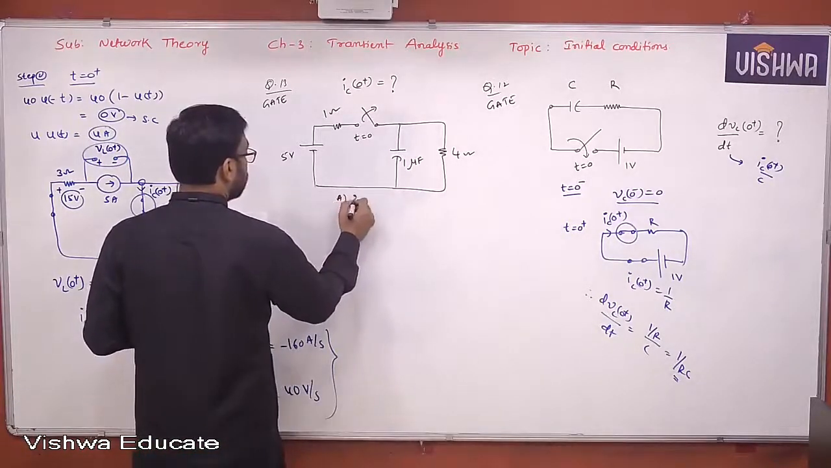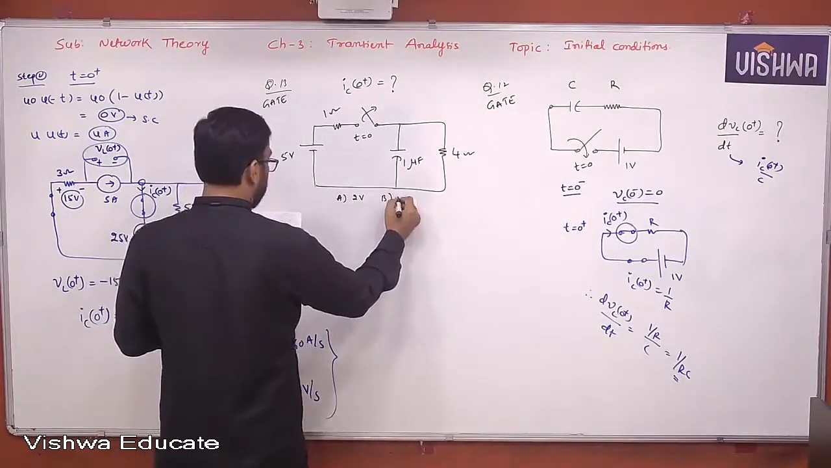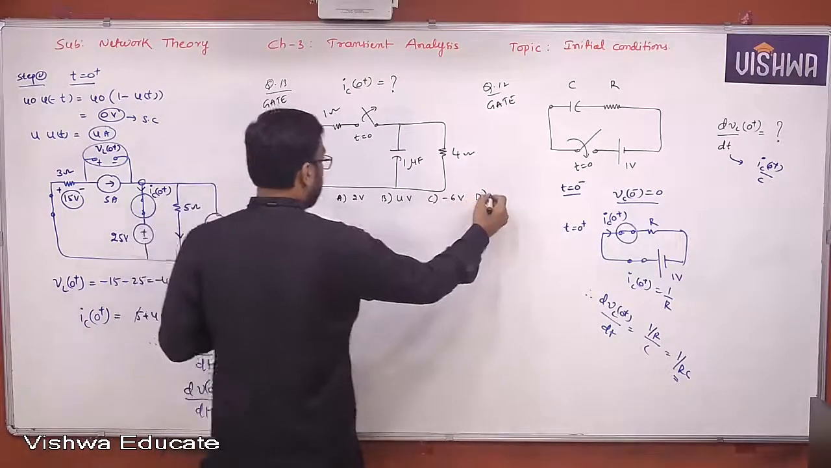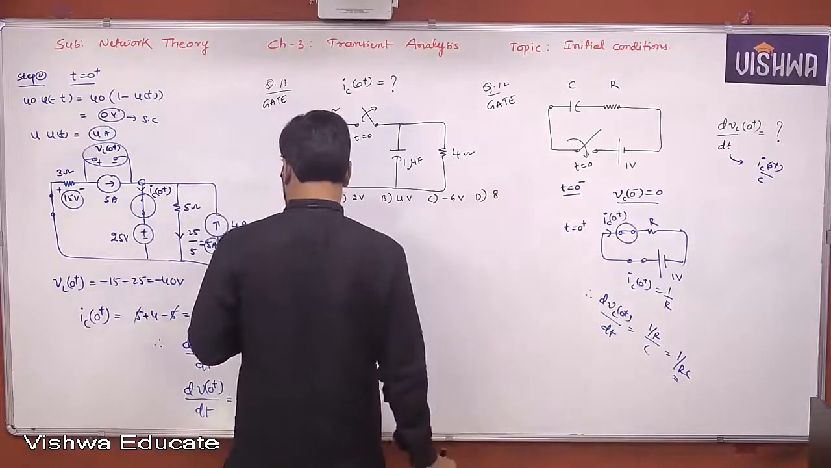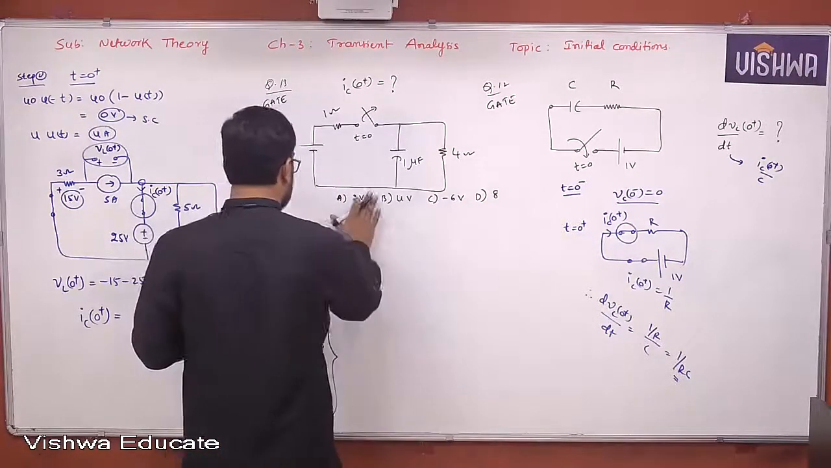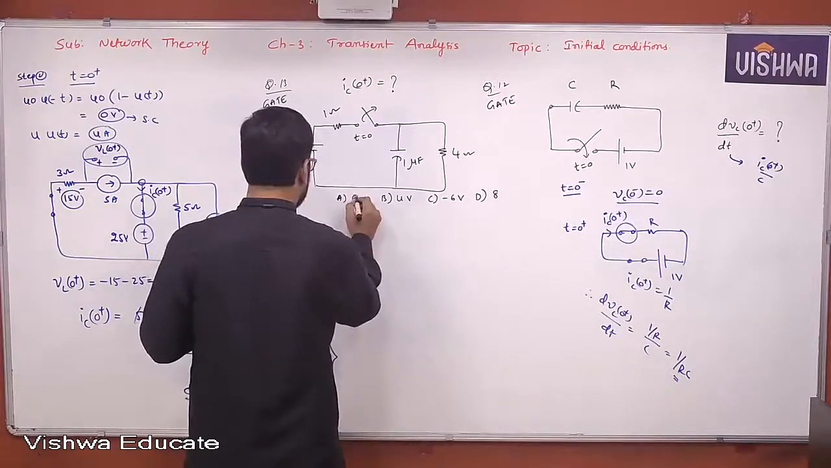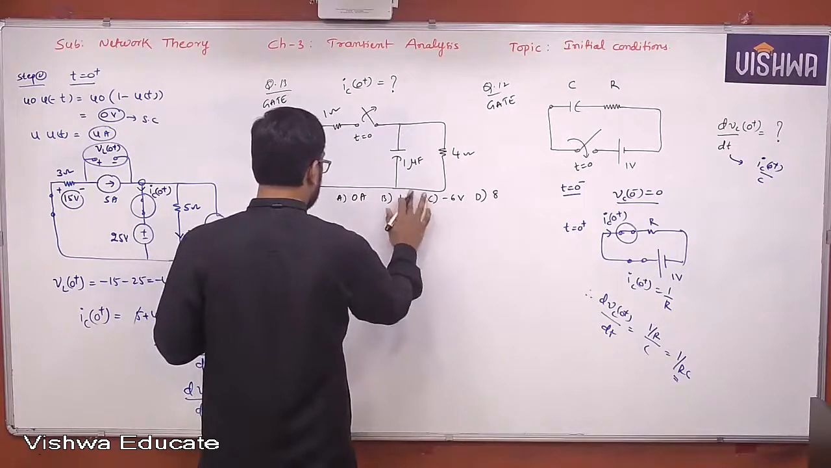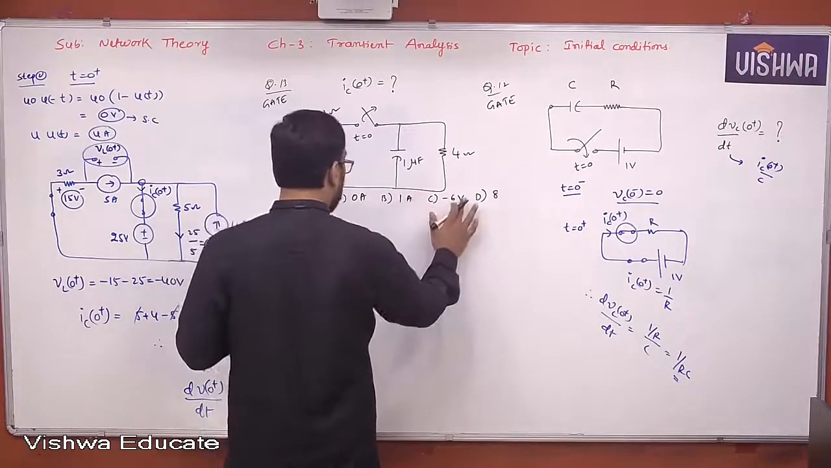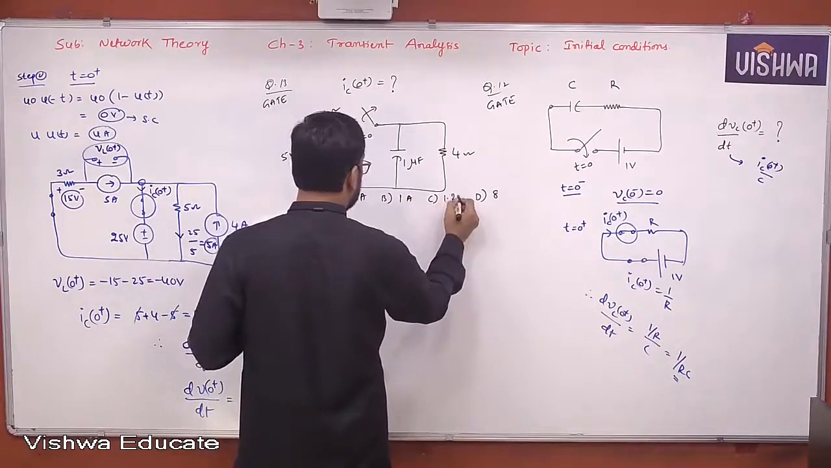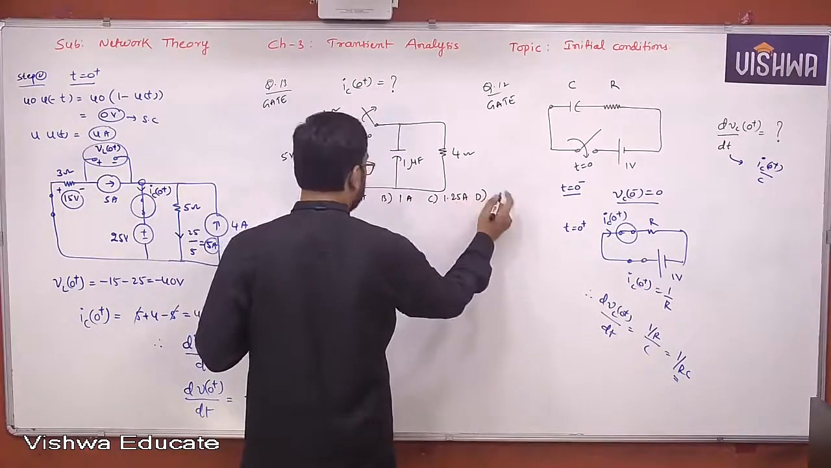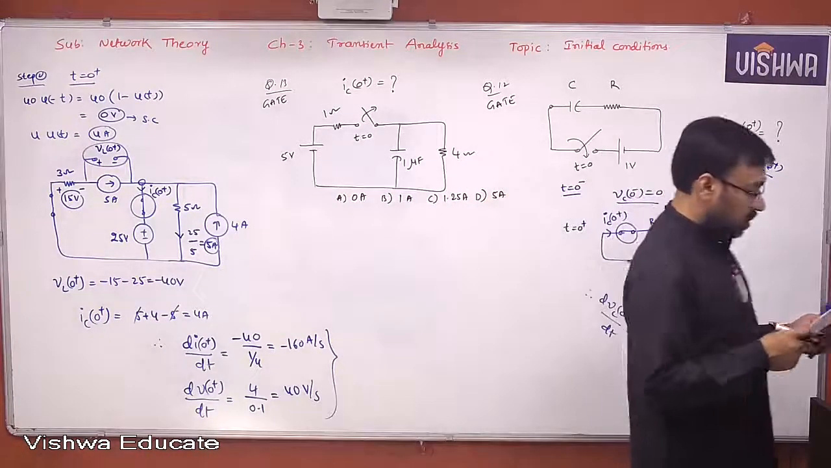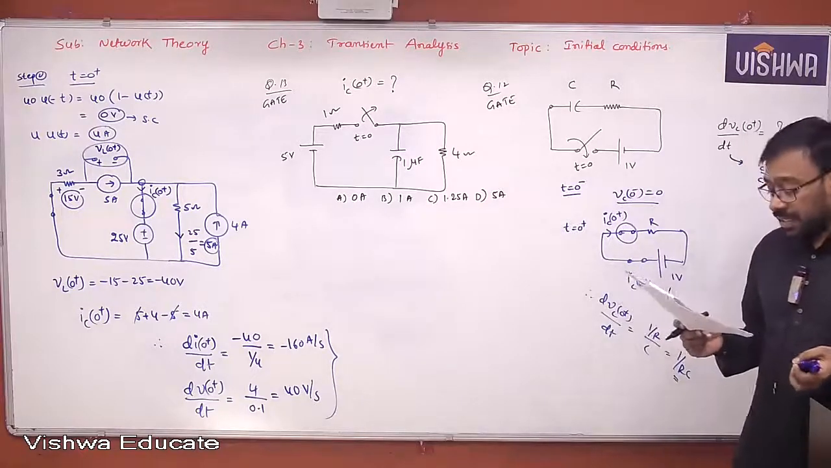A 2 volt, B 4 volt, C minus 6 volt, D 8 volt. No, the options are not like that. The options are given here: 0 ampere, 1 ampere, 1.25 ampere, and 5 ampere. Okay, these are the options given. Question number 13 asked in GATE.